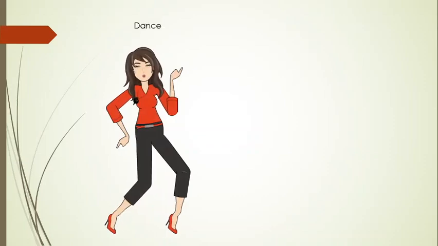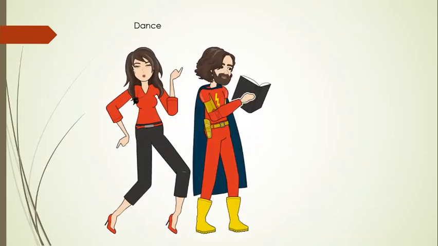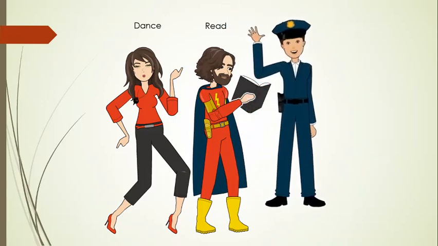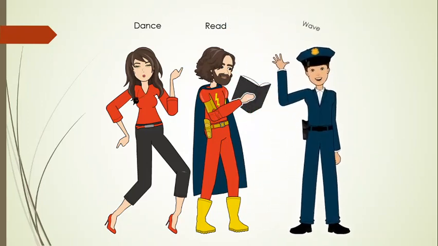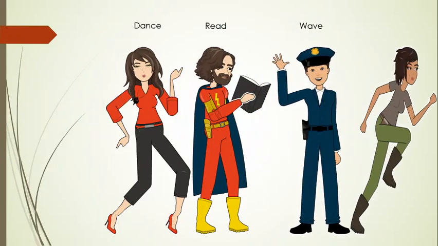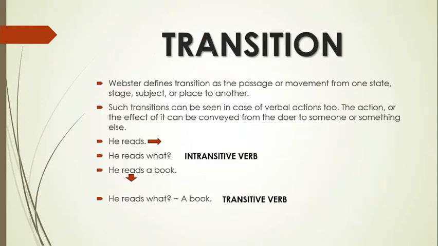Now let us take a look at some more examples. This girl is dancing. This superhero is reading. This policeman is waving at us, and this girl is running from the police. So, dance, read, wave, run, these are all some action, some activity, and therefore are all verbs. Now, let's come to the main topic of today's discussion, that is transitive and intransitive verbs.